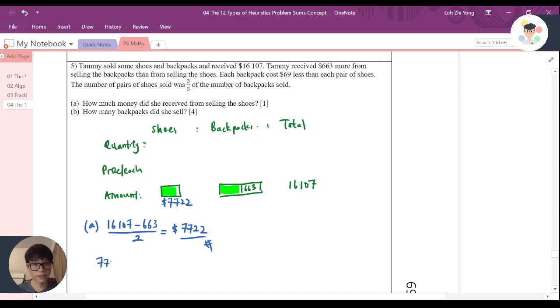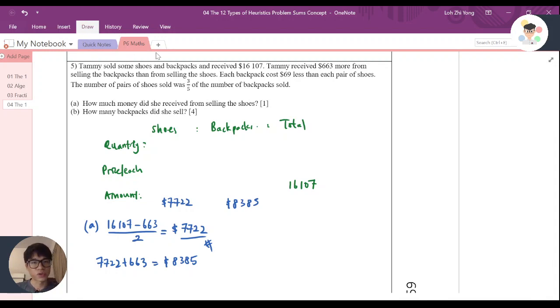Since I have this one, let me calculate this one. Let's add 7722 plus 663, and that's equal to 8385, sorry. Let me quickly press the calculator to check. 8385. Okay, very good. So I found this, so I don't need to look at this anymore. Let me just remove it. It's a bit lagging. Now let's continue to read the question.